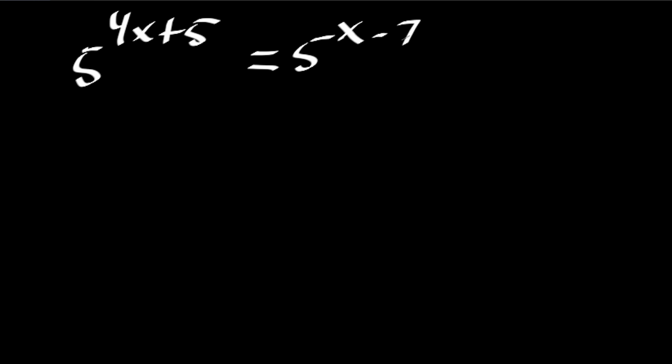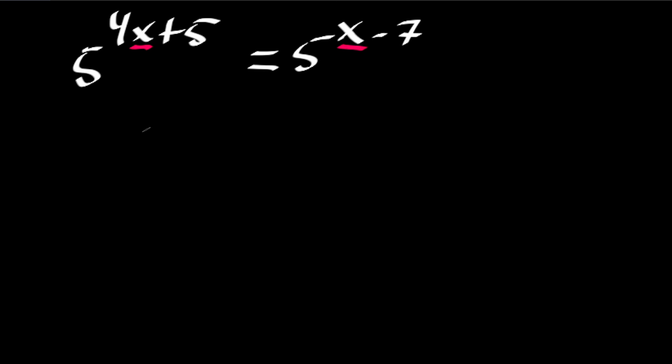All right, let's look at another example, and I bet you could probably work this one. So why don't you give it a shot? Let's say we have 5 to the 4x plus 5 equals 5 to the x minus 7. Once again, try this one on your own, but our job is to solve for x.